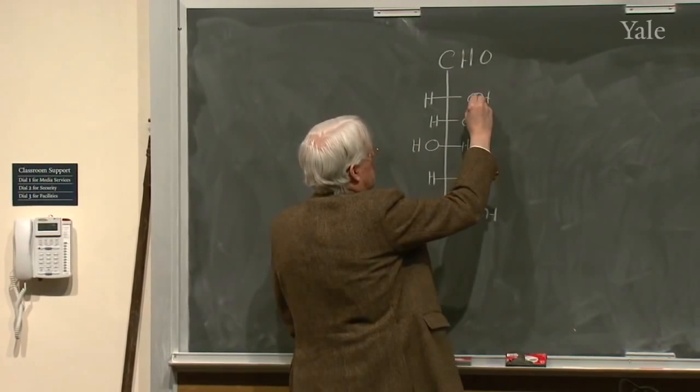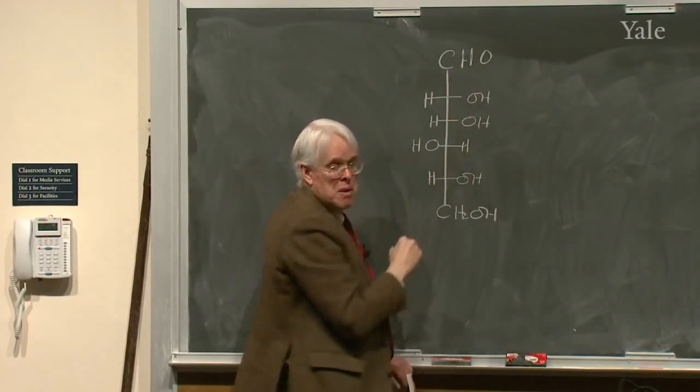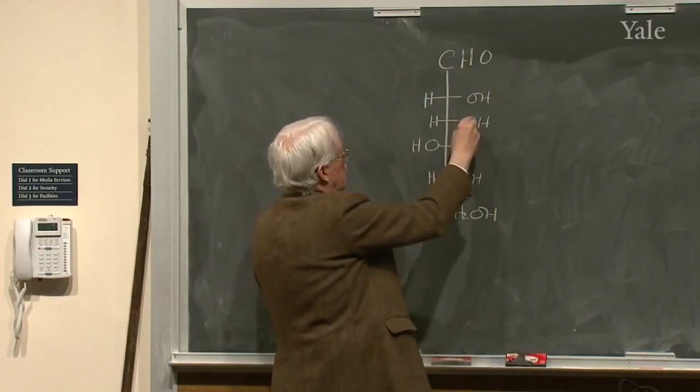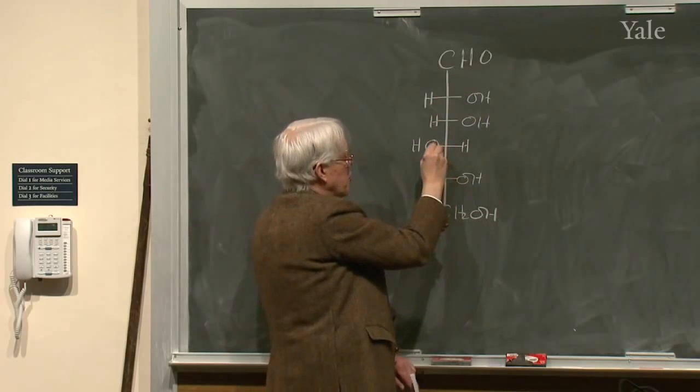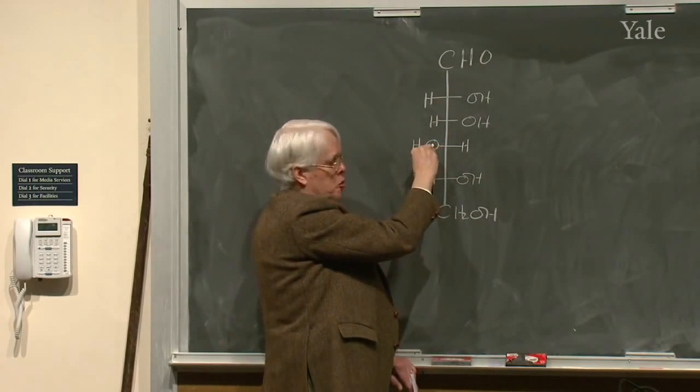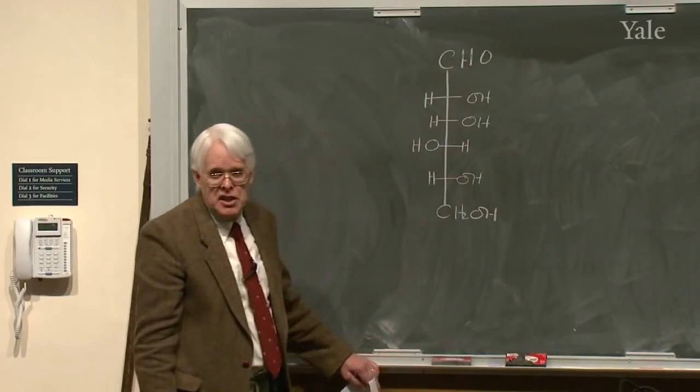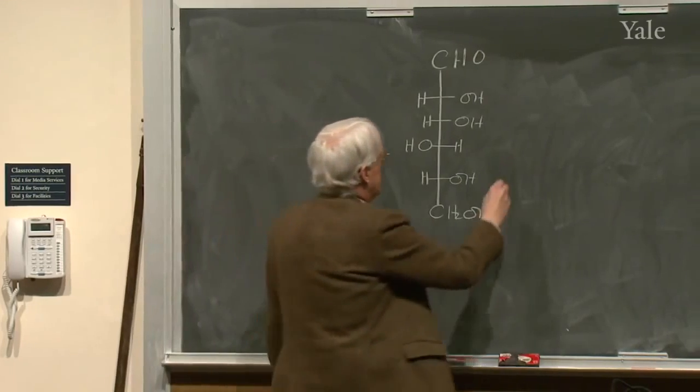Obviously, if you use this one to attack the carbon, it would be a 3-membered ring. That's bad, that's strained. This one would be a 4-membered ring. But this one would be a 5-membered ring. That's not so bad. This one would be a 6-membered ring, and that's good. So let's see how we could do that.